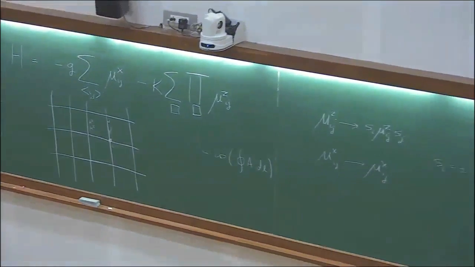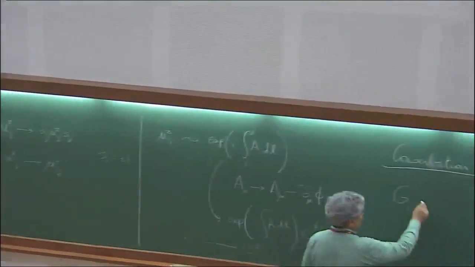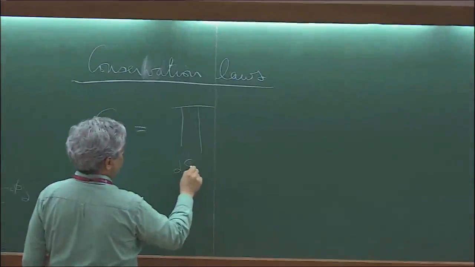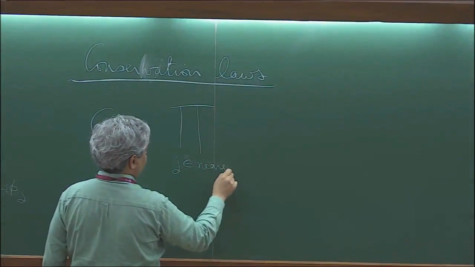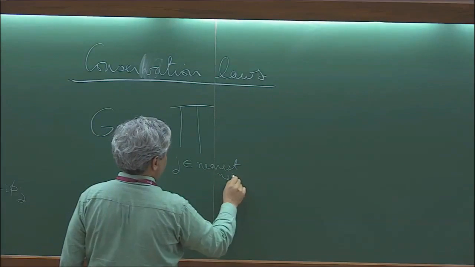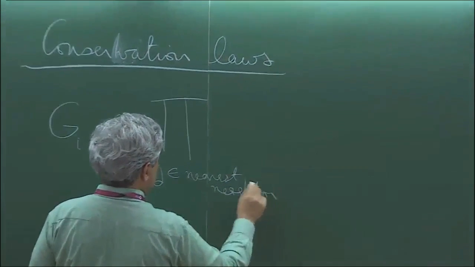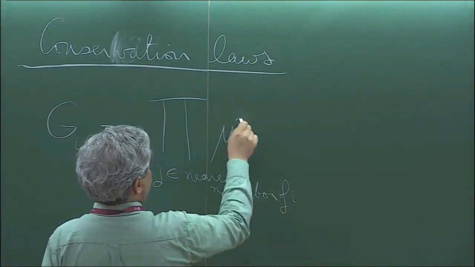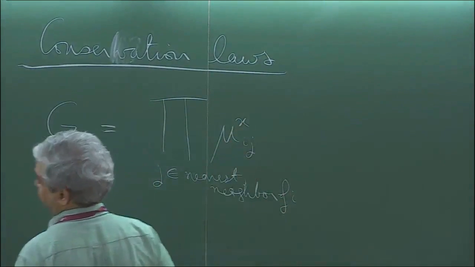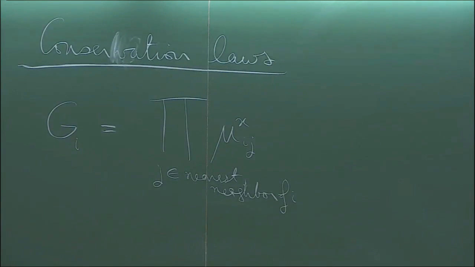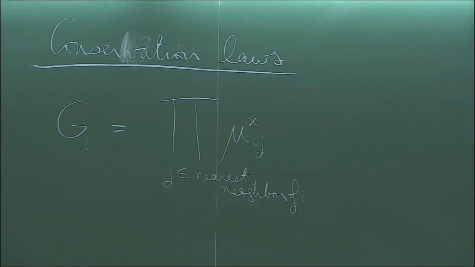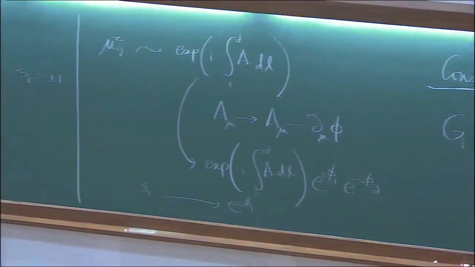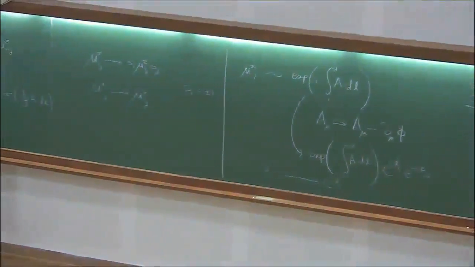We call it G sub I. For every site I have an operator, which is the product over J belonging to the nearest neighbors of I of mu x times ij. So just take the product of mu x on this site I, mu x here, mu x here, mu x here, mu x here, on these four links. Okay?